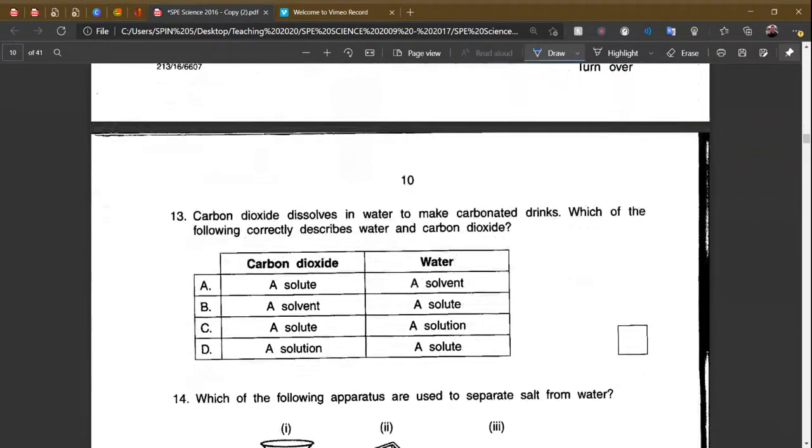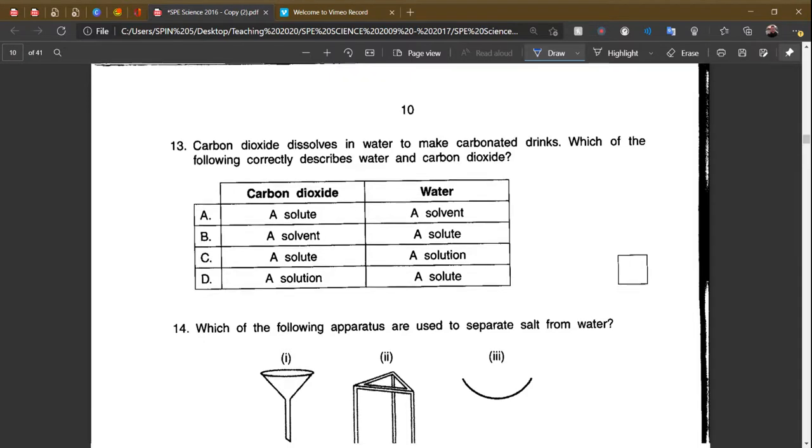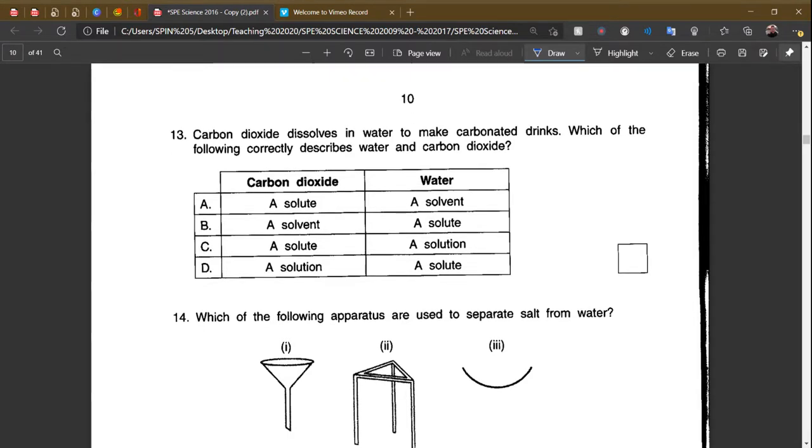All right, let's go. Two more questions. After that, we're done for this session. Number 13. Carbon dioxide dissolves in water to make carbonated drinks. So carbonated drink is the one that makes fizzy drink basically, fizzy soft drink. Which of the following correctly describes water and carbon dioxide?